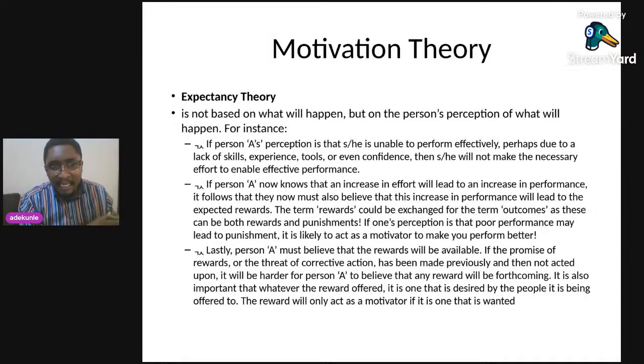Then, if person A now knows that an increase in effort will lead to an increase in performance, it follows that they must also believe that this increase in performance will lead to the expected reward. The term reward could be exchanged for outcome, as it can be both reward and punishment if one's perception is that poor performance may lead to punishment. So it is likely to act as a motivator for them to work. Lastly, person A must also believe that the reward will be available. That is the expectation based on their perception.